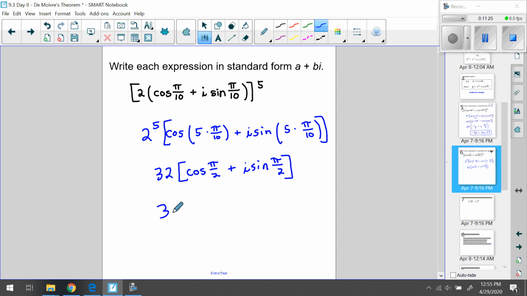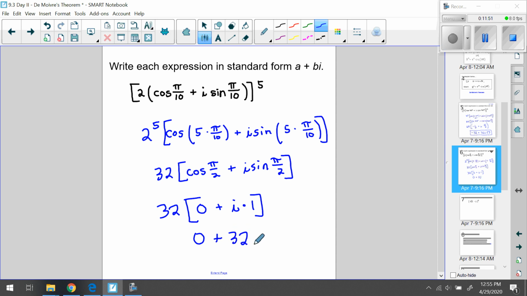So the next thing we'll do is just substitute those in. So cosine pi over 2, that's at 90 degrees, so that's 0. And then sine of pi over 2 is 1, so we'll be left with, if you want to write the 1, you can, i times 1. And then distribute, so 32 times 0 is 0, and 32 times i is 32i.